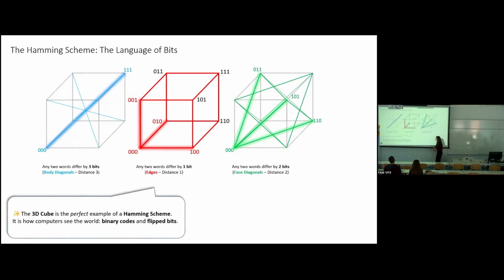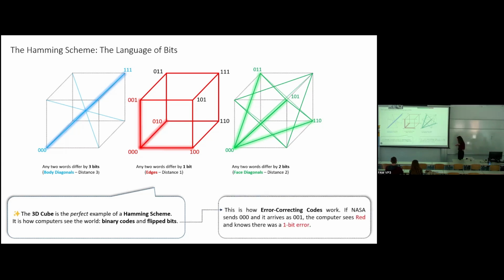So this is the first very important representative of the Hamming scheme that I wrote here. Again, this is just to create something attractive. This is how computers interpret the world surrounding us, at least in terms of signals. Binary codes and flipped bits. Don't laugh now, but this is a nice example. Any space company, NASA, maybe the one that everybody knows. This is how error-correcting codes work.